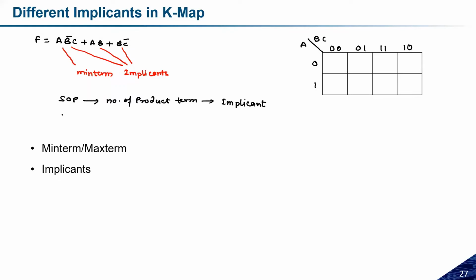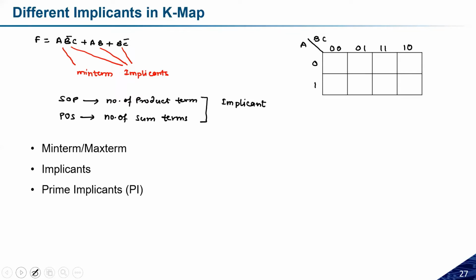Okay, and similarly, if I am considering the POS form, the number of sum terms, we can call them the implicants. So these are the implicants. This is all about the implicant. Next, one very important terminology regarding implicant is the prime implicant.